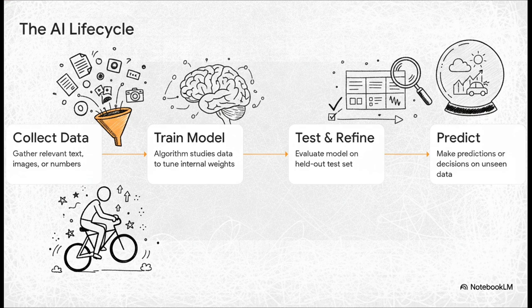Training an AI is surprisingly similar to a human learning how to ride a bike. You don't learn to ride by reading a textbook, right? You learn through repetitive practice, falling down, getting back up, and adjusting your balance. The AI does the exact same thing. It practices on millions of data points over and over until it successfully finds the right patterns.